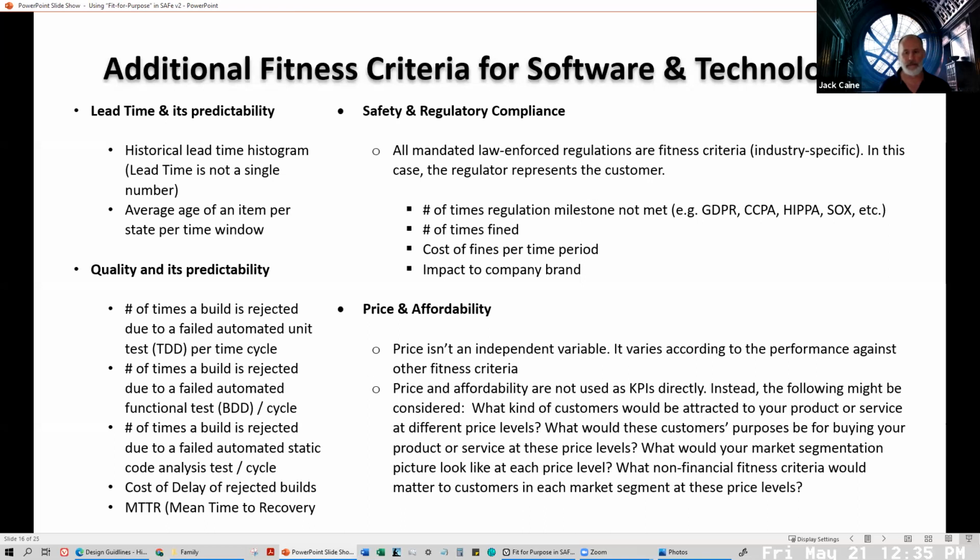So Agile product managers need to figure out how to price their product. What would these customers' purposes be for buying your products or service at these price levels? What would your market segmentation picture look like at each level? What non-financial fitness criteria would matter to customers in each market segment at these price levels? So you have to consider price and how it's going to affect fitness criteria.